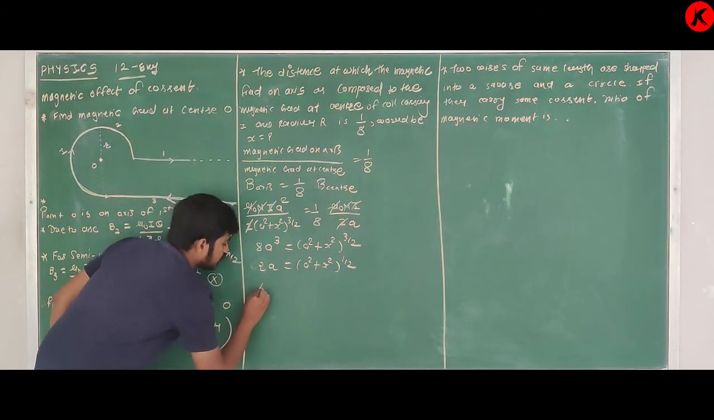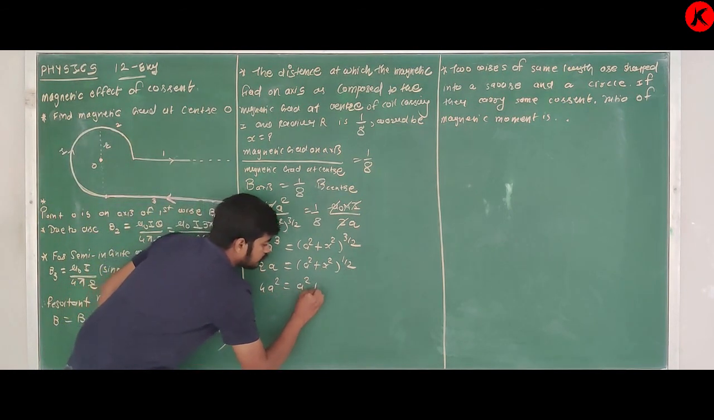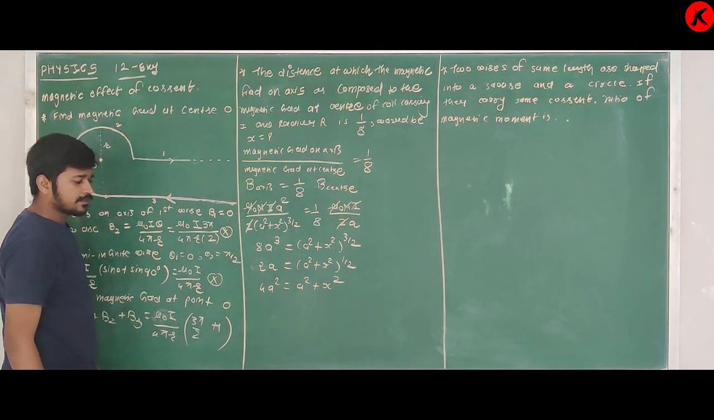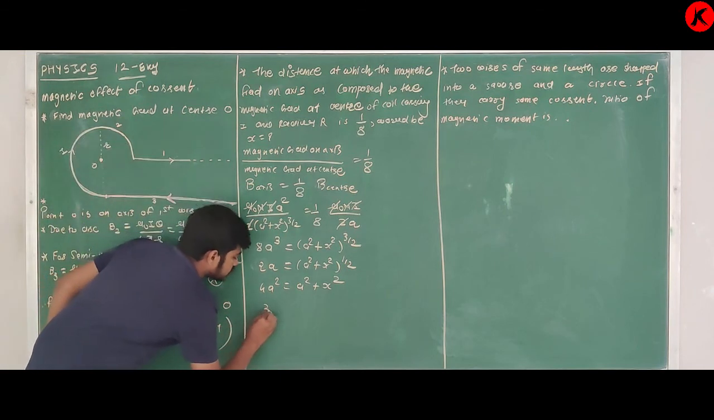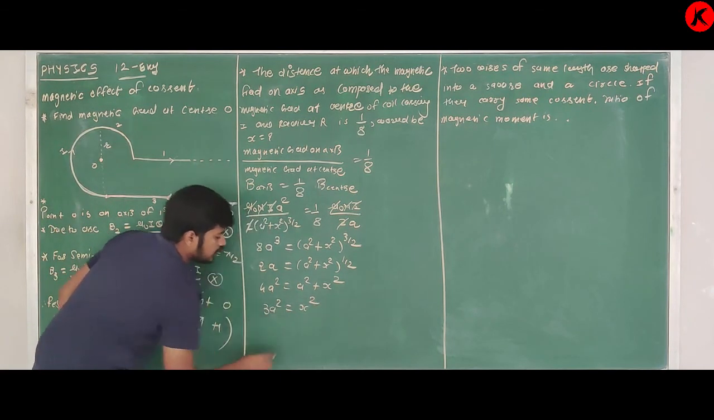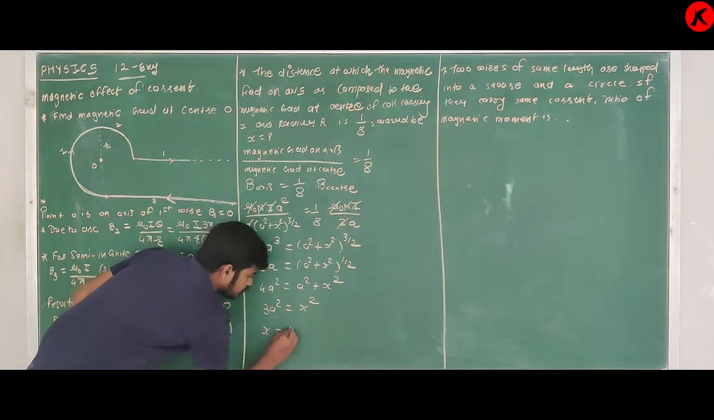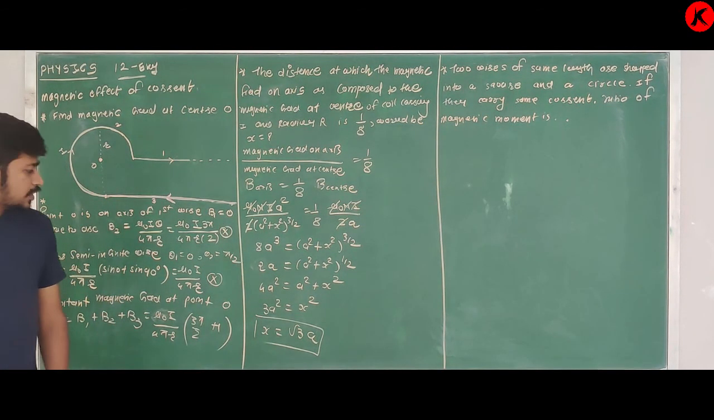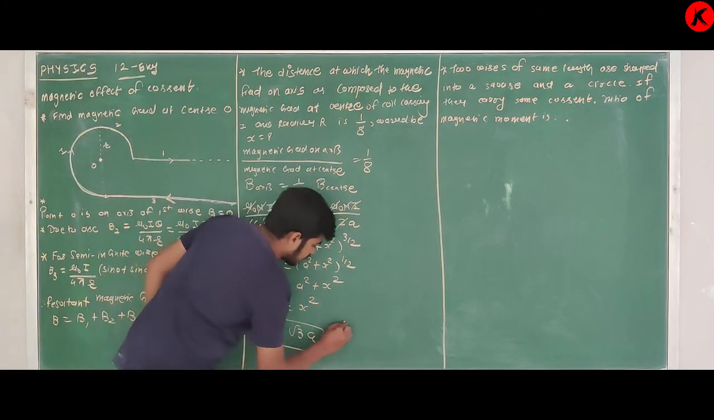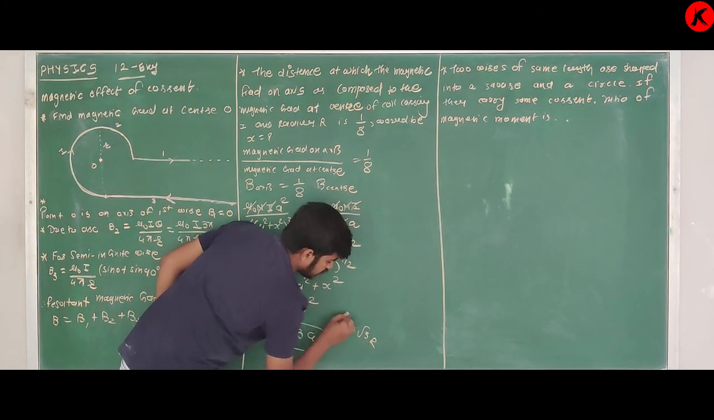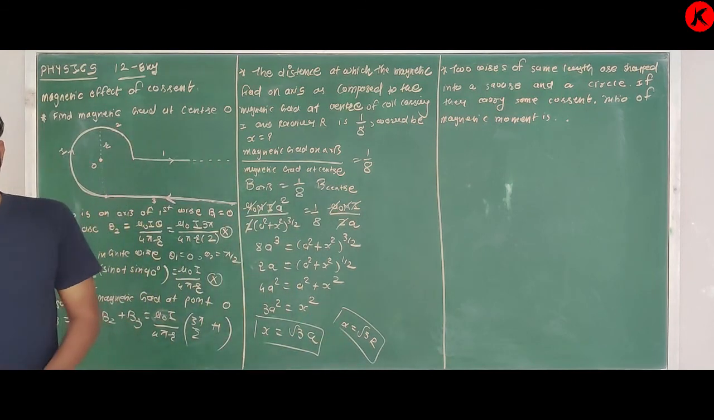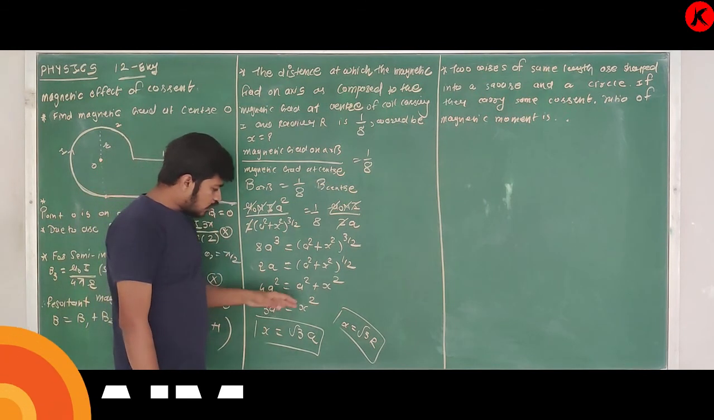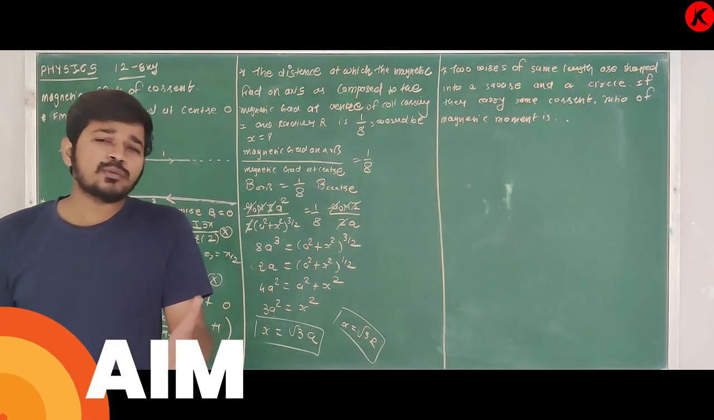Now take square on both sides. So it is 4a square is equal to a square plus x square. A square this side. So it is 3a square is equal to x square. So x is equal to root 3a. Or if you are given radius r, then x is equal to root 3 r. Clear? So one simple question, we have to find value of x. You have to remember equations.